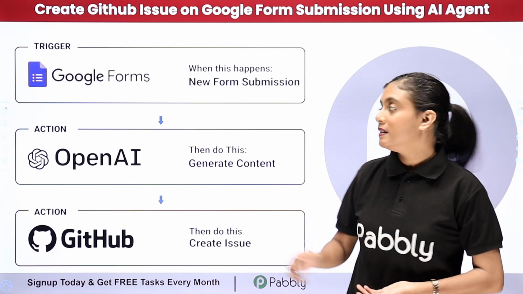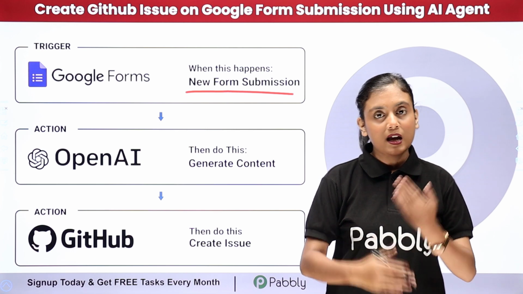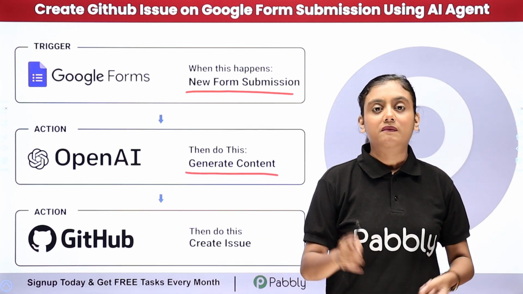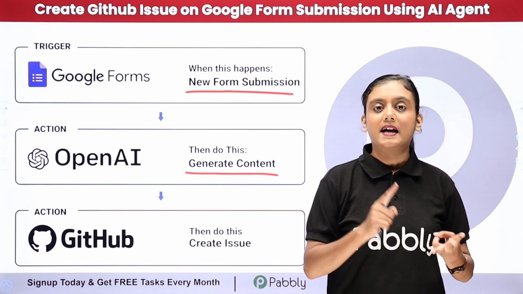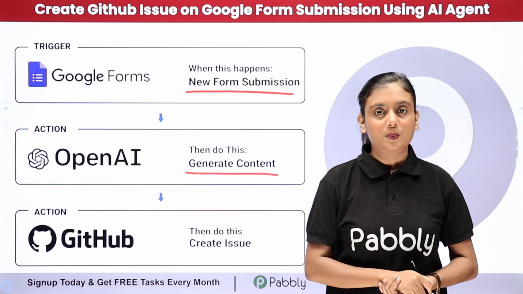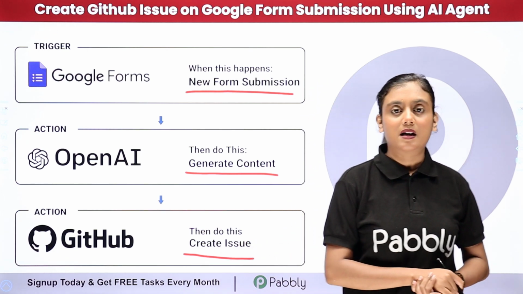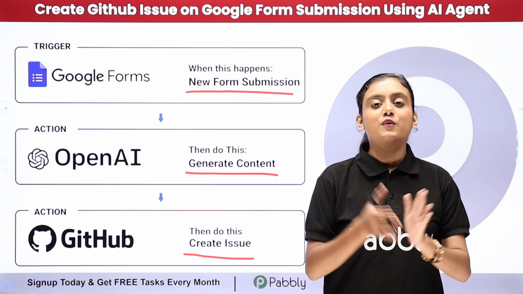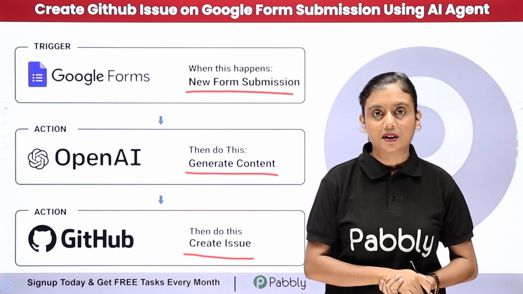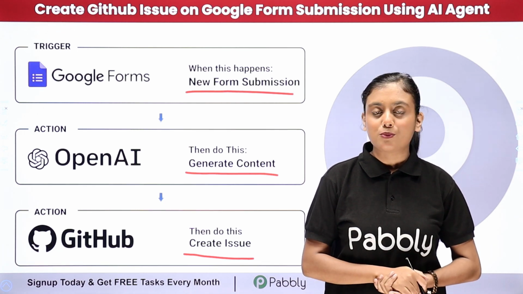Now what is going to happen is that as soon as a new form submission is done by the team member using Google Forms, automatically an AI agent is going to generate some content. It is going to generate the issue title, description, AI suggestion as well as the priority of the issue. As soon as these details are generated by the AI agent, automatically the issue is going to be created in our GitHub account using the details. So now if you want to learn how you can create this amazing AI agent without need of any coding and programming skills using Pabbly Connect step by step, for that let me take you to my screen.